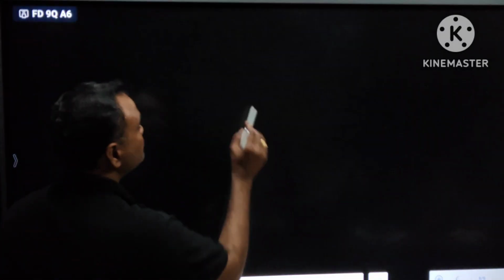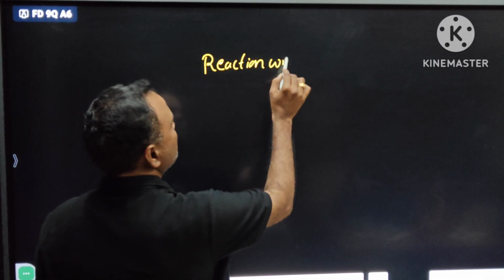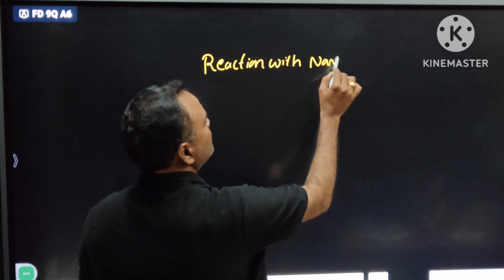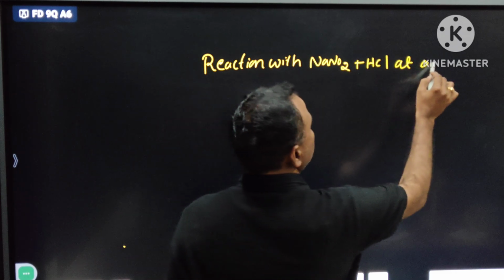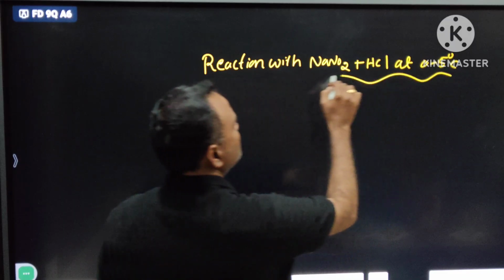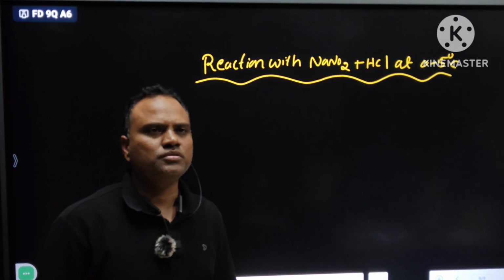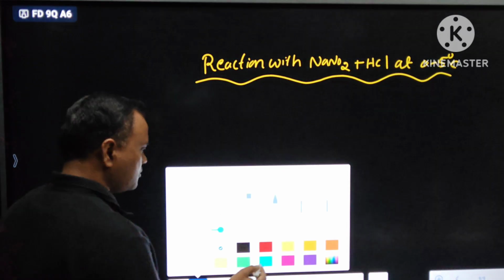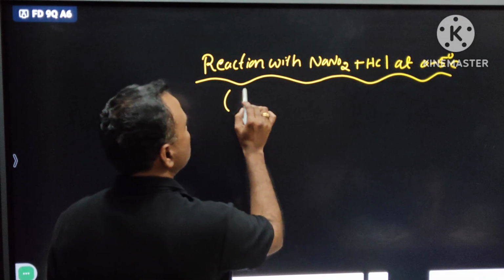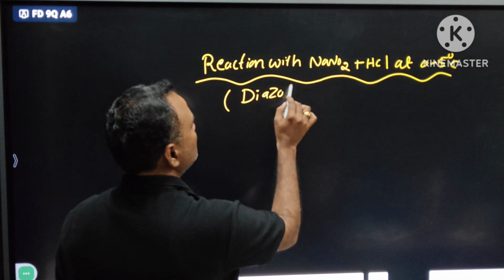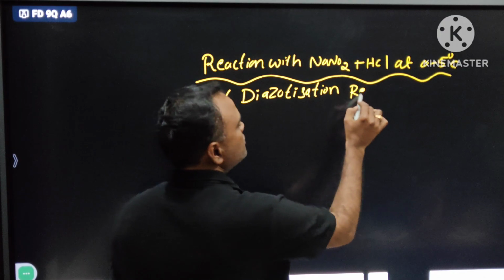Next. Reaction with NaNO2 plus HCl at 0 to 5 degrees centigrade. This reaction is called, say its name. What is the name of this reaction? Diazotization reaction.